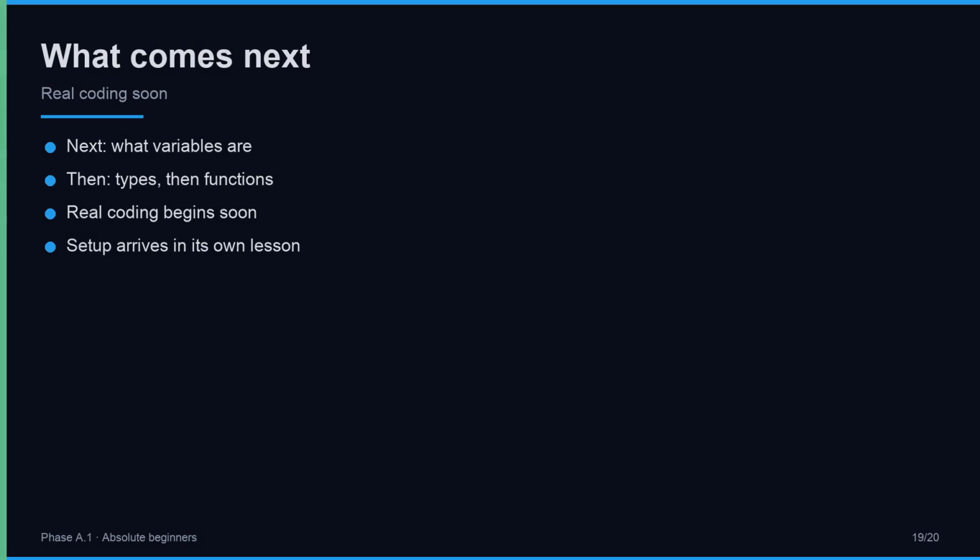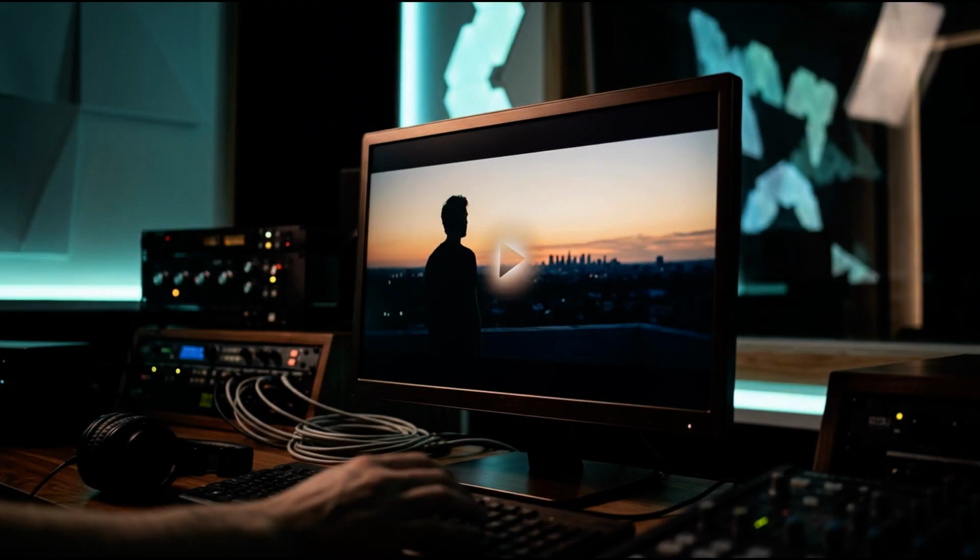Four tools, one picture. Where does this lead? The next lessons move into the real building blocks of programming: variables, the labeled boxes that hold values, then types, the kinds of values that exist, and then functions, the named blocks of work you can call again. The actual setup lesson waits patiently for its turn. For now you have a map of the tools ahead, and that map is enough to keep walking forward with confidence.